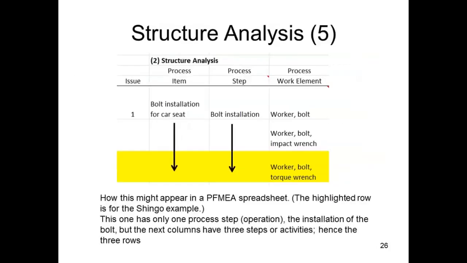We enter this in the PFMEA spreadsheet. That's one of the handouts, and I did it to show how some of the elements of this case study would appear in an actual PFMEA following the Automotive Industry Action Group VDA format. The highlighted row is for the Shingo example in particular. So we see, for example, the process work element is the worker, the bolt, and the torque wrench for checking the torque.